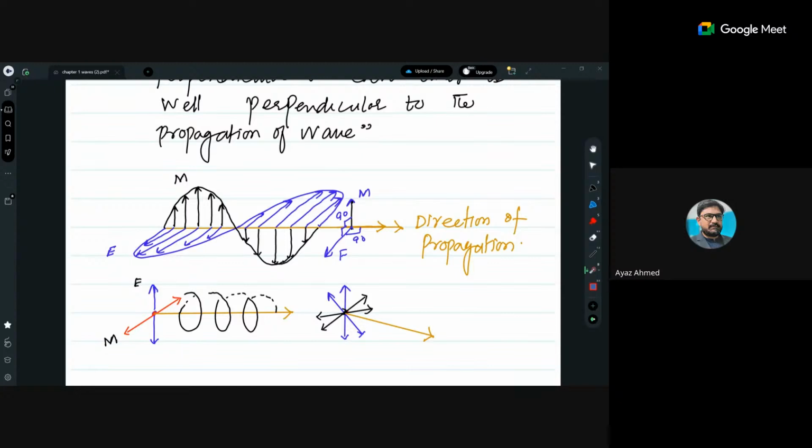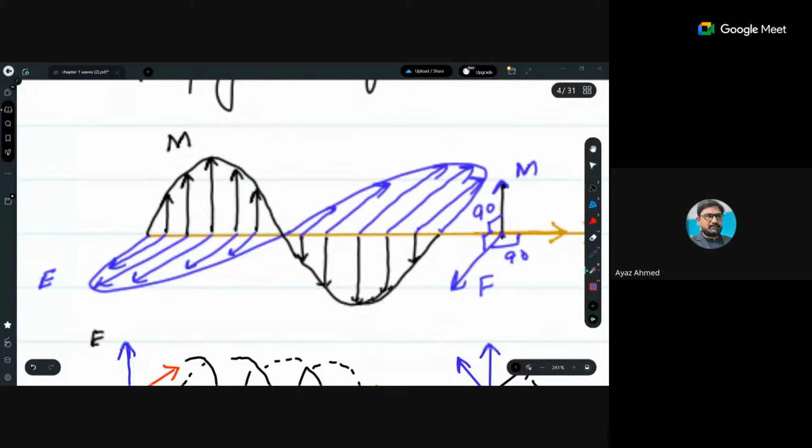So actually, this wave looks like this. If you see this, I have to show you that this golden line is the direction of propagation of the wave, and on that line there are the black lines, which are the magnetic components, and these are all the electric components, and these electric and magnetic components basically swirl or whirl around.